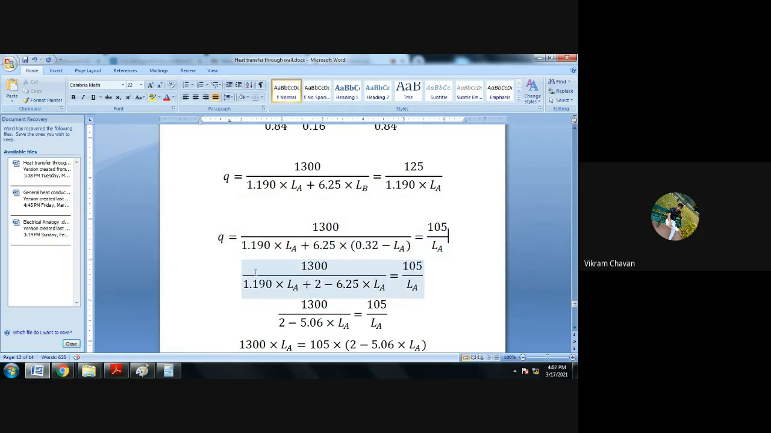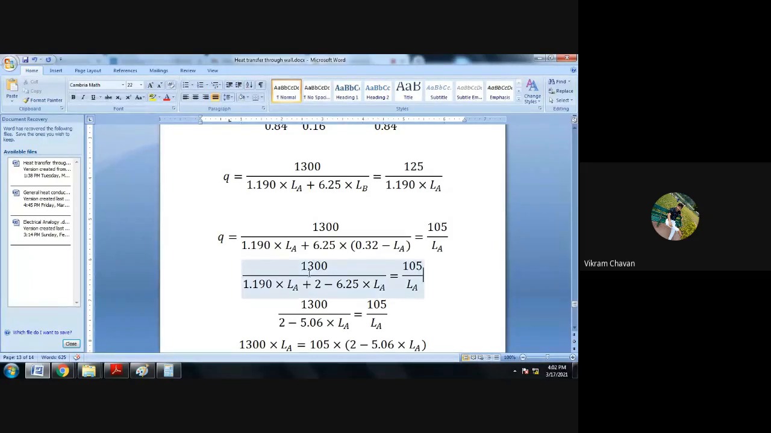Now this equation is totally converted into one unknown only. So then it will be easy to determine the value of that unknown. Okay, so the unknown is L suffix A. So we just have to perform the cross multiplication, after deducing the equation, we have to perform the cross multiplication.